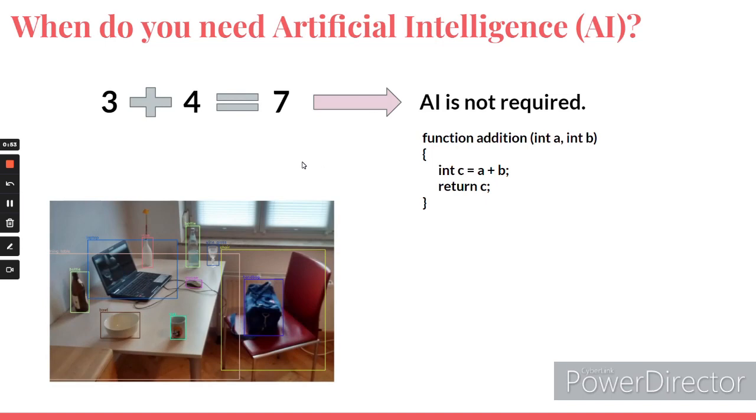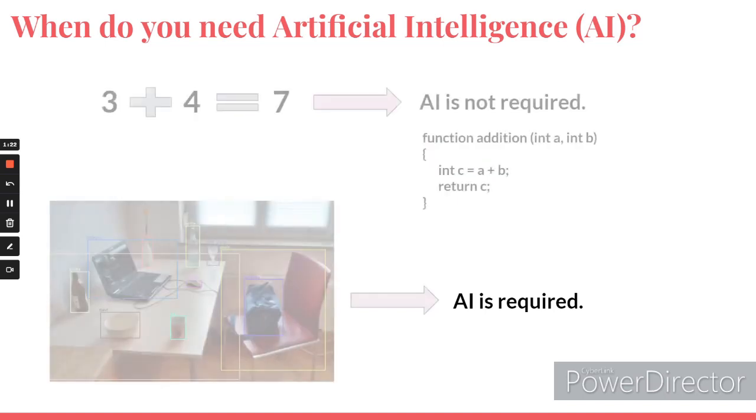Let's look at another example. Let's take a look at this picture. This picture consists of a laptop, chair, bottle, mug, bag, and so on. If a machine needs to identify the objects in this picture, you need artificial intelligence. The machine should have AI to identify these objects from the image.